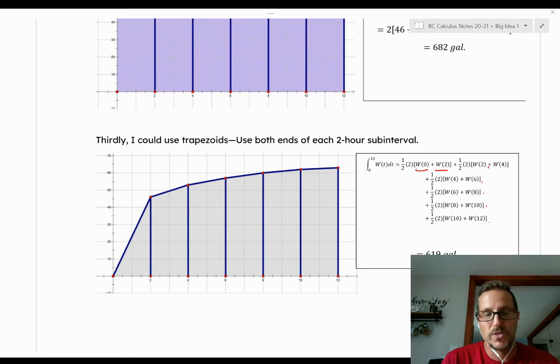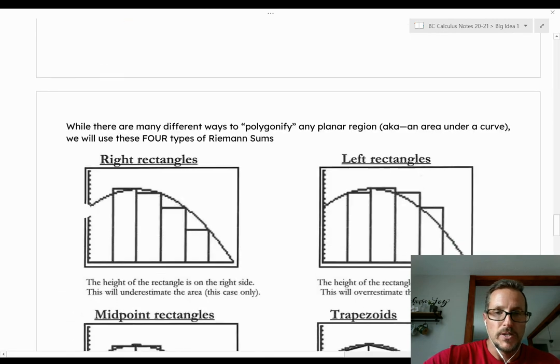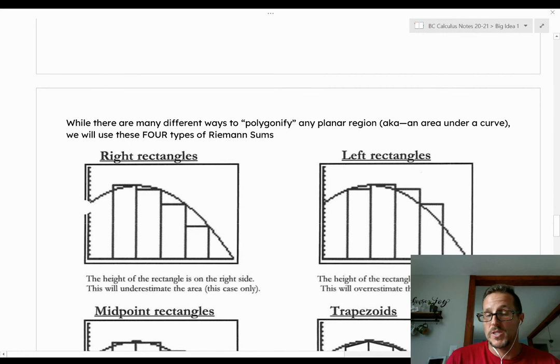So these are just 3 different types of Riemann sums that we could use. Rectangles on the right side, on the left side, or we could use a trapezoid to approximate the value of a definite integral. Again, just options that I have for Riemann sums. So we're going to see those 3 options plus one other one.